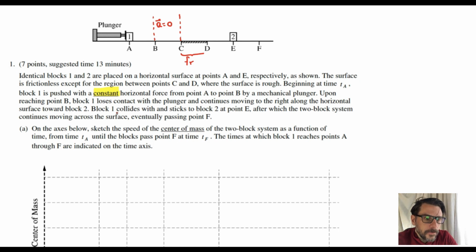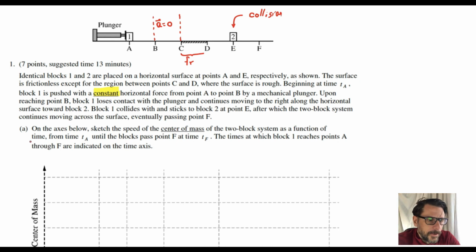Where was I? Block 1 collides with and sticks to block 2 at point E. At point E, there's a collision in here. Whenever a collision takes place, conservation of momentum will be used. Collision. After which the two-block system continues moving across the surface, eventually passing through point F.